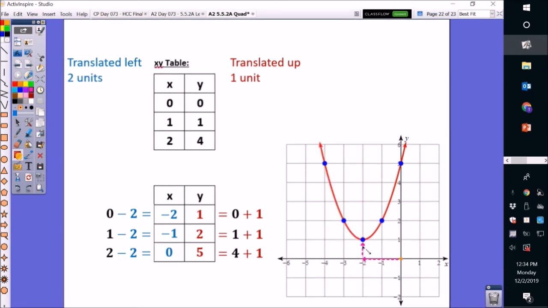Again, you can always check with the other coordinate points from the parent function and see how it lines up with all the other points. If you apply the transformation to each of these points, then they should line up correctly. So again, this is one way how you can graph by applying transformation.